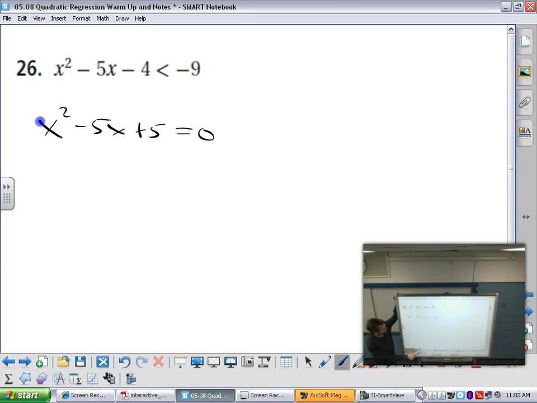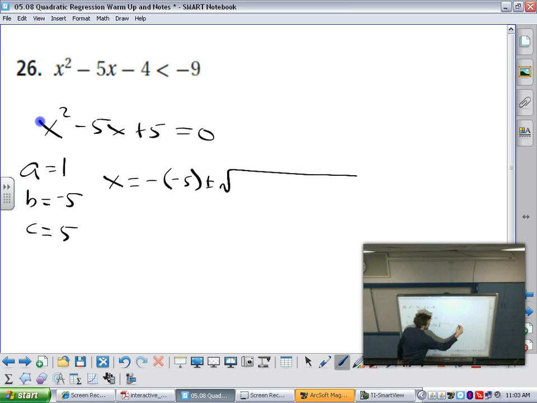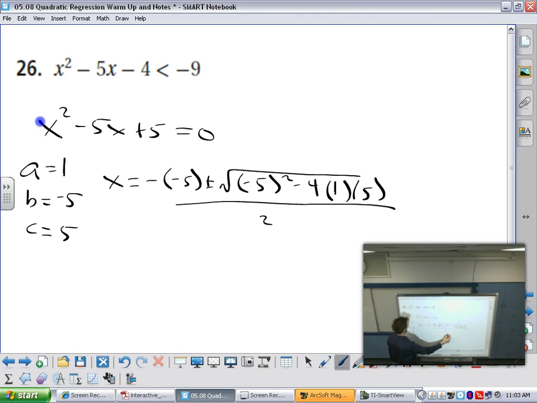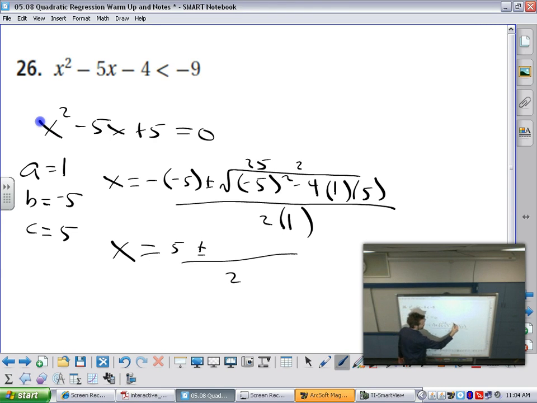This does not factor, right? Nothing multiplies for 5 and also adds for minus 5. So you immediately have to go to the quadratic formula. A is 1, B is minus 5, C is 5. Working this out, we've done this a lot. x is minus b plus or minus the square root of b squared minus 4 times a times c, all over 2a. Now, simplifying this just a little, this makes a plus, 5 plus or minus. This is a 2. That's 25. 4 times that's 20, and only one negative sign, so there's a square root of 5 in there.